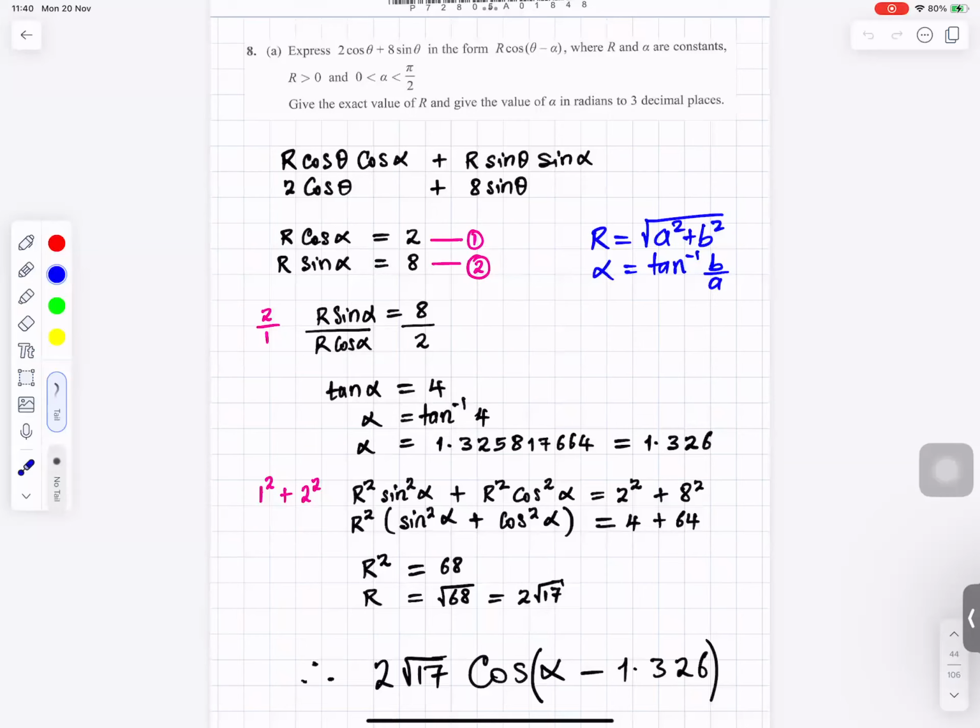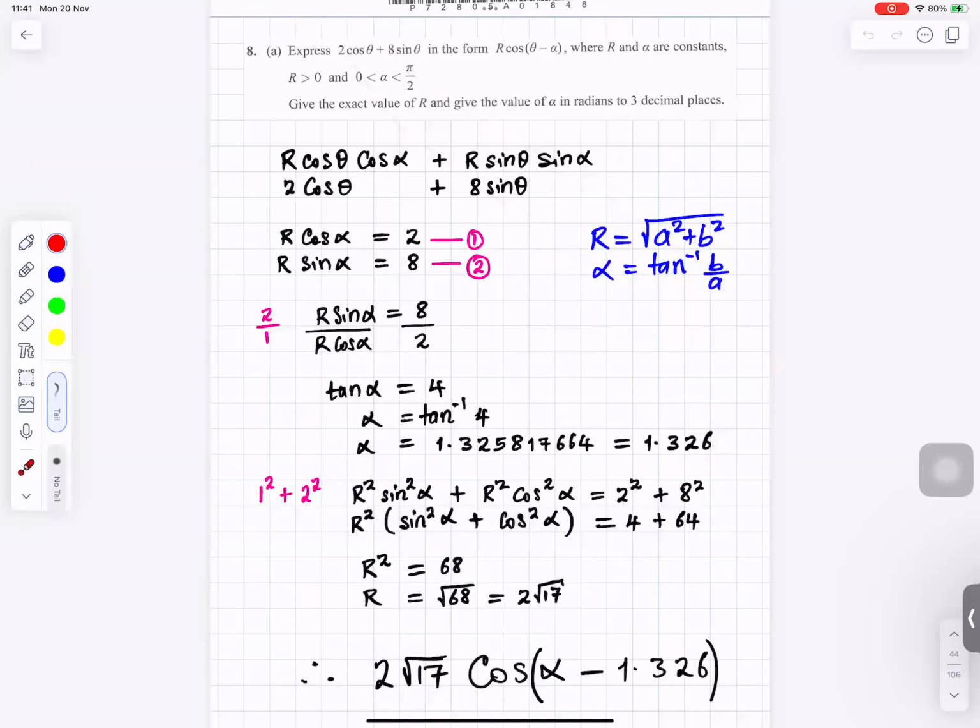Another way is to memorize this formula at the corner I've put in blue there. The A is the 2 and the B is the 8. So it's the square root of 2 squared plus 8 squared, and the angle is inverse tangent of B over A. That's 8 over 2. That gives you the answer.